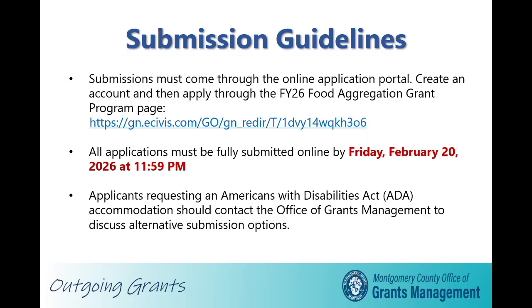The applications must be fully submitted online by Friday, February 20th at 11:59 p.m. and applicants requesting an Americans with Disabilities Act accommodation should contact the Office of Grants Management to discuss alternative submission options. If you have any questions about UNA, the platform, the grant program requirements, or the county eligibility requirements, please do not wait to reach out. This is a shorter application window than usual, as this is a stage 1 and a shorter application, so please reach out sooner rather than later.